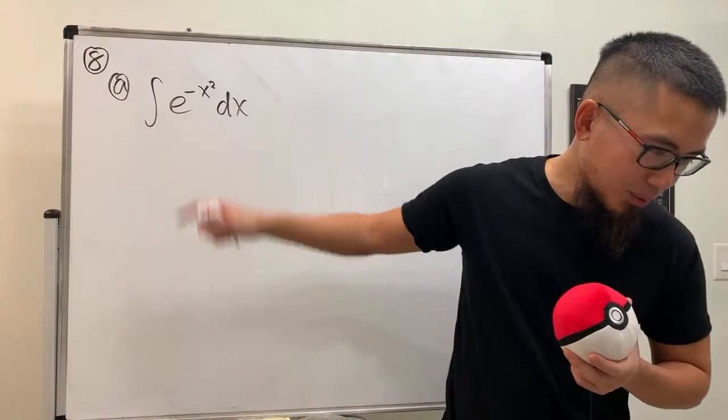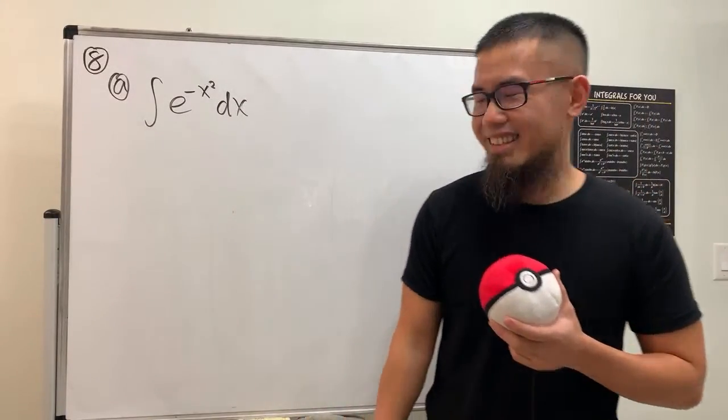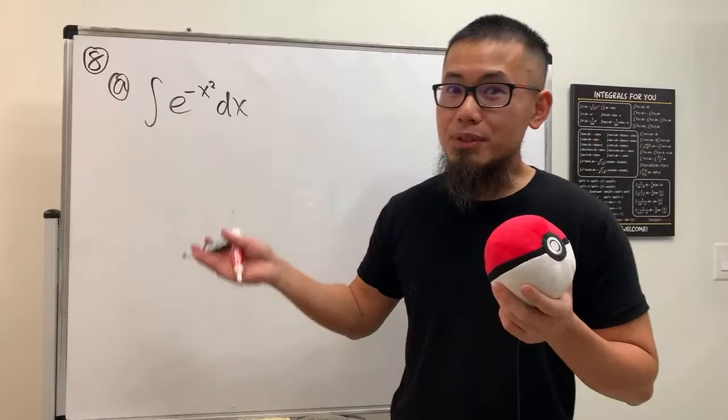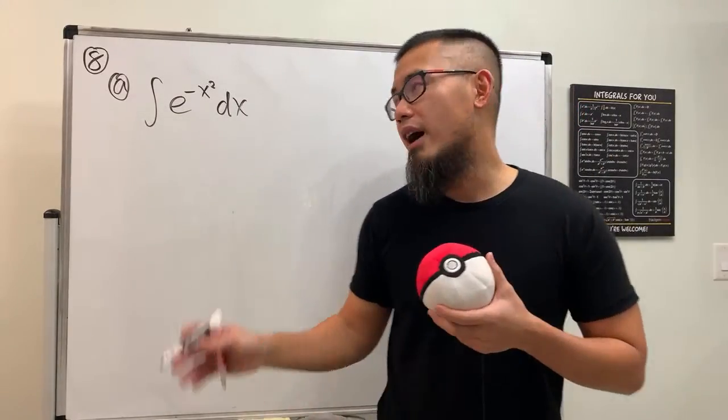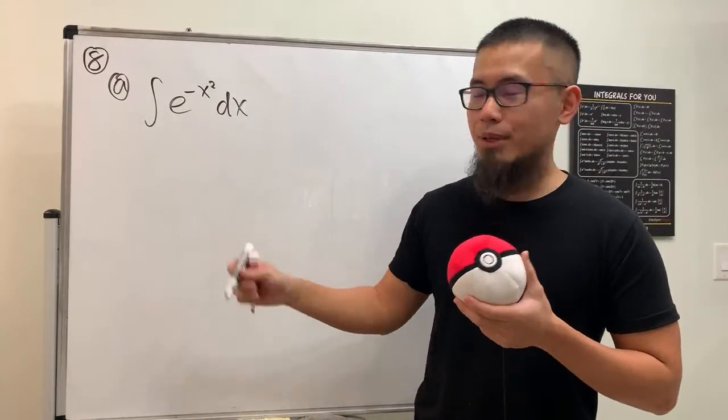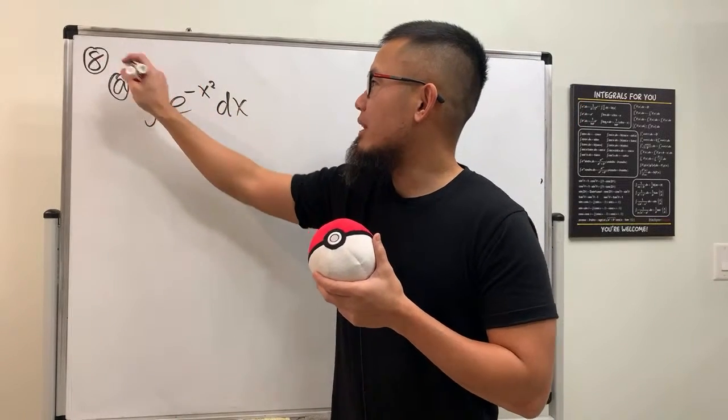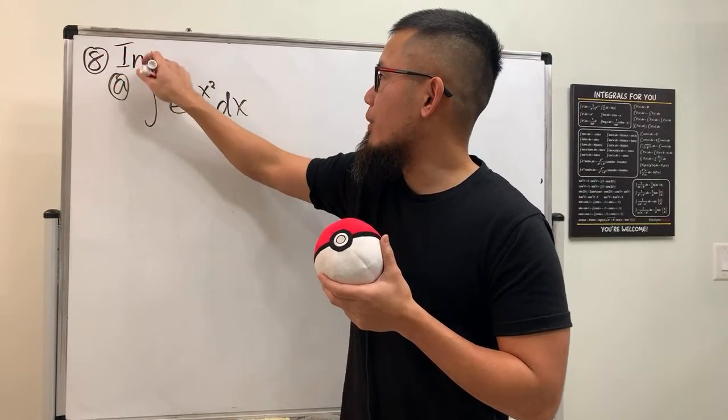But anyway, how do we do this? If you just look at this without looking at the question, then this becomes impossible. But number 8 is that we are just going to integrate the following.